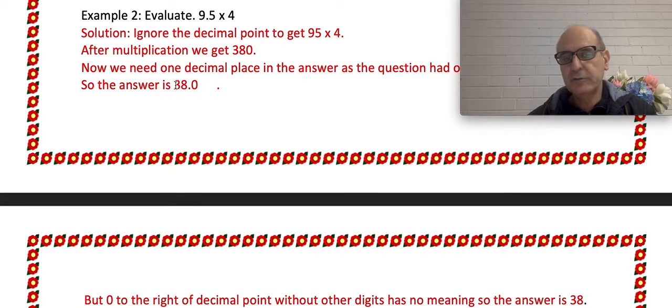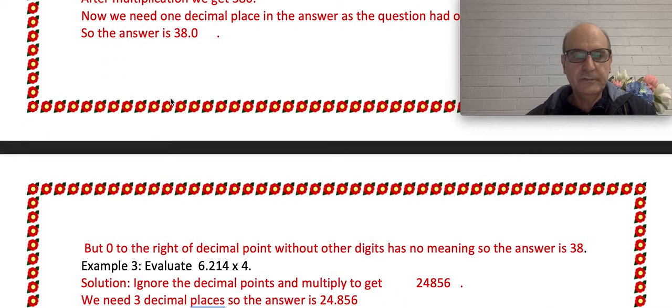In my answer also, I need to have one decimal place. So that means that I need to put a decimal point here. Now I have one decimal place. But at the same time, you know that if you have a decimal point and zeros to the right, and zeros are the only digits there, you can just ignore them. It doesn't mean anything. So that is as good as 38. So then your answer becomes 38.